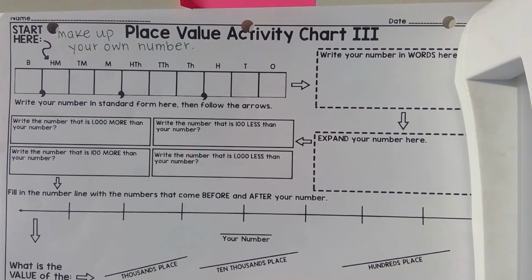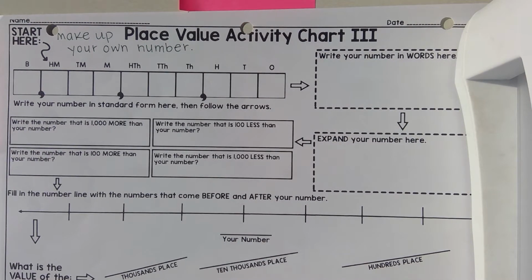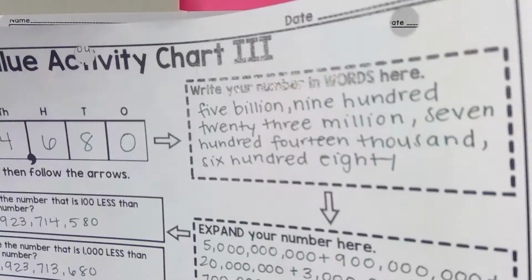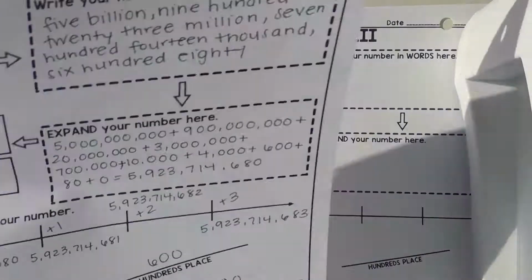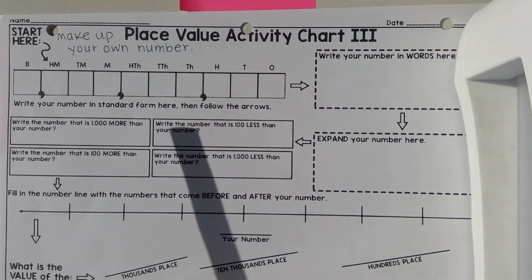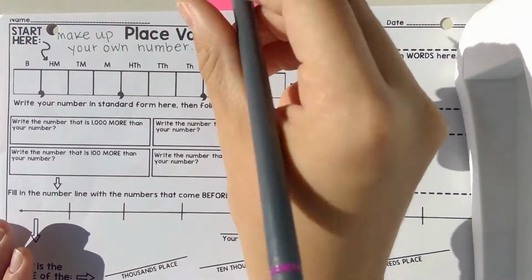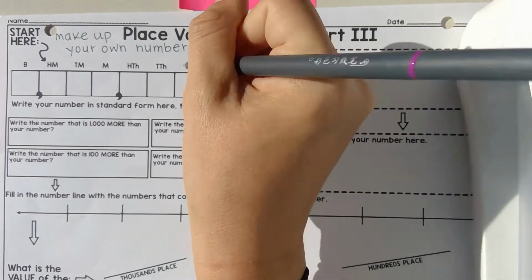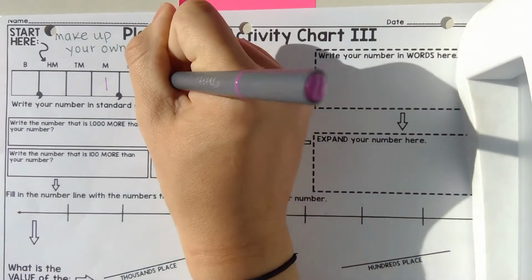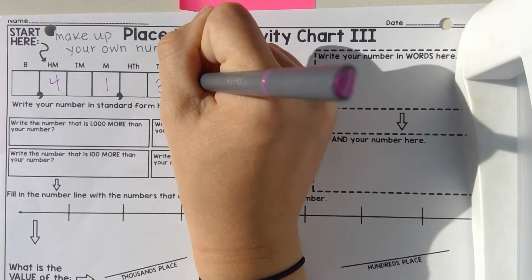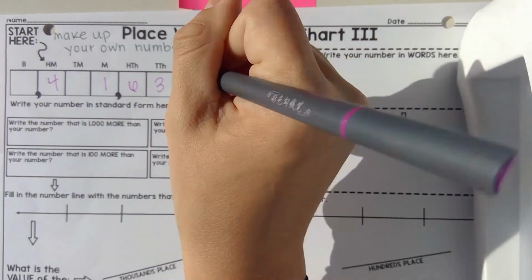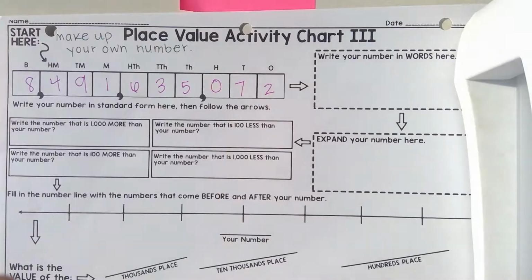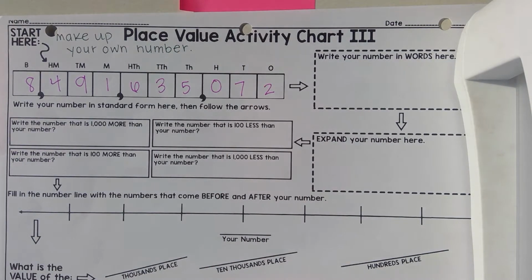Hey guys, so I'm going to complete this place value activity chart. On the back of this one, there is an example, but I'm going to do one with you guys. So I'm just going to put many different digits up there. I'm actually going to try to make sure I put one of each digit. So there's a 0, 1, 2, 3, 4, 5, 6, 7, 8, and 9. So I use the digits 0 to 9 and I just put them in a random order.